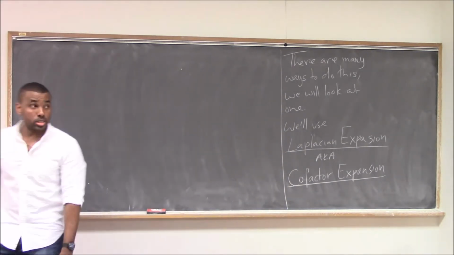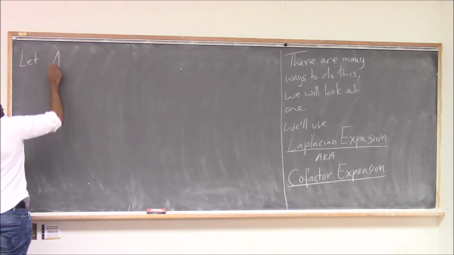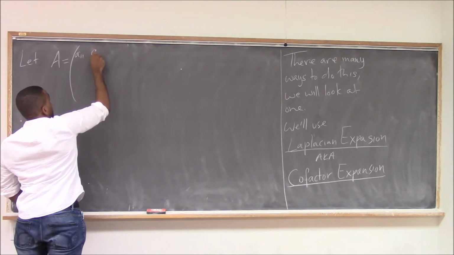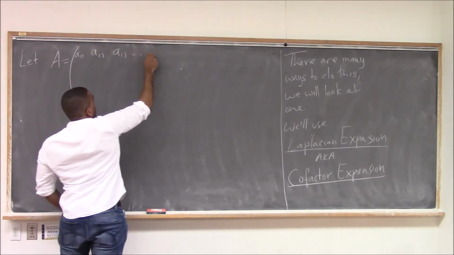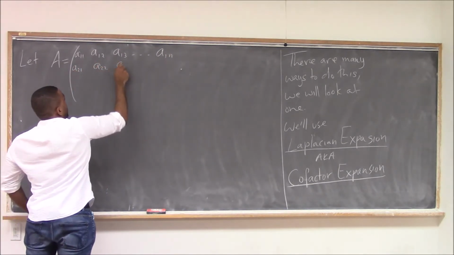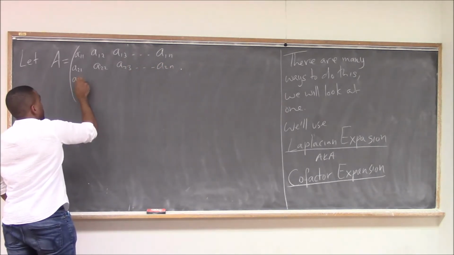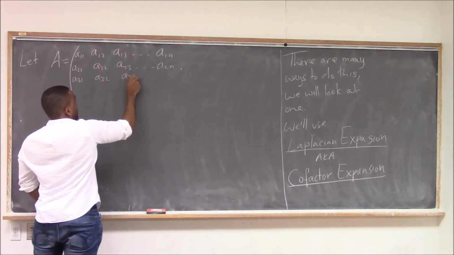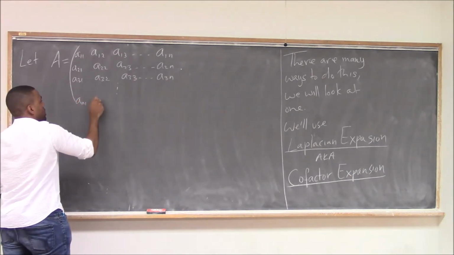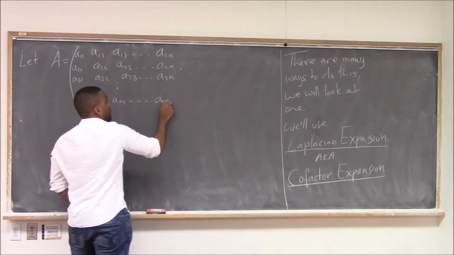So we'll need some more definitions. We're going to do this in general because we want to do it in general. So let A be the matrix with entries A1,1, A1,2, A1,3, up to A1,N, then A2,1, A2,2, A2,3, up to A2,N, then A3,1, A3,2, A3,3, up to A3,N, all the way down to AN1, AN2, AN3, ANN.